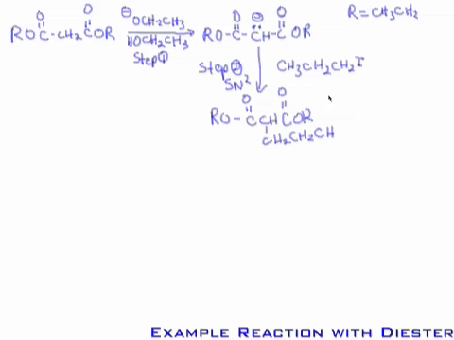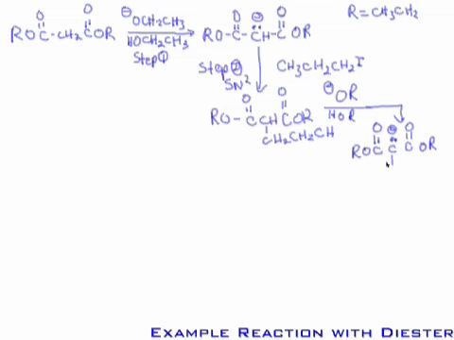We can use the same base, OR minus, and HOR. And if we do that, we'll get RO, C double bond O, C lone pair minus, C double bond O, OR. Pull the second H off.